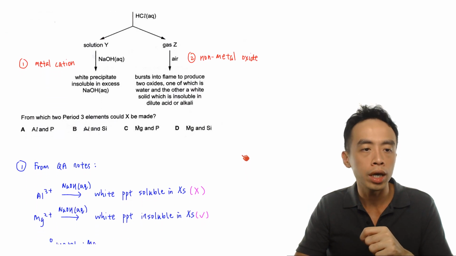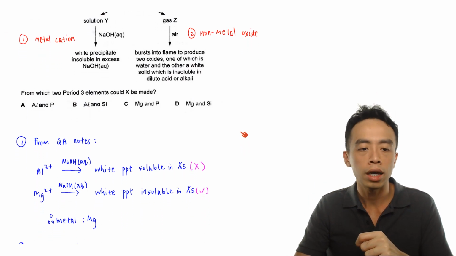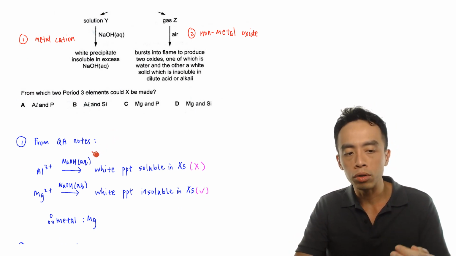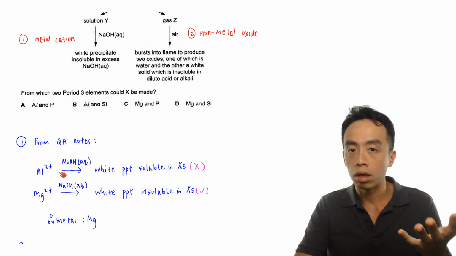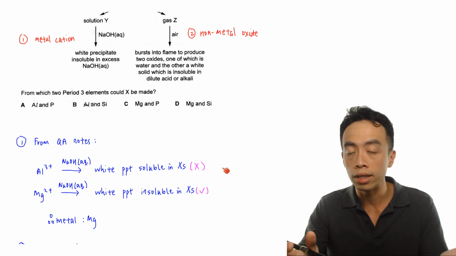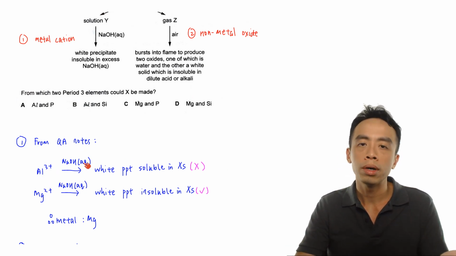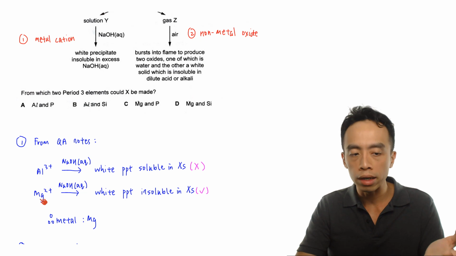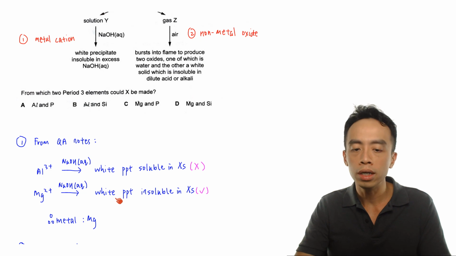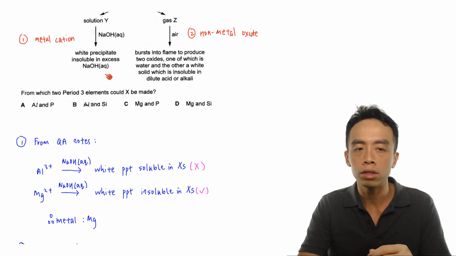So let us settle the QA first, because I think this is a lot more straightforward. I can just easily pull this information from the data booklet. So from the QA notes, I only need to compare between Al3+ and Mg2+. Now the observation that is given in the QA notes, remember we don't really need to memorize this. I can easily refer to the data booklet. Al3+, if you add sodium hydroxide aqueous, you get a white precipitate which is soluble in excess sodium hydroxide. Mg2+, if you add sodium hydroxide, it will give me a white ppt which is insoluble in excess sodium hydroxide. So the observation that is given in this question is white ppt, insoluble in excess NaOH.